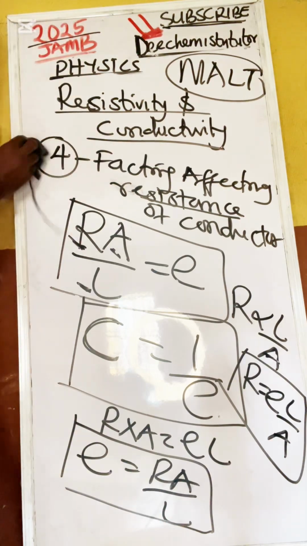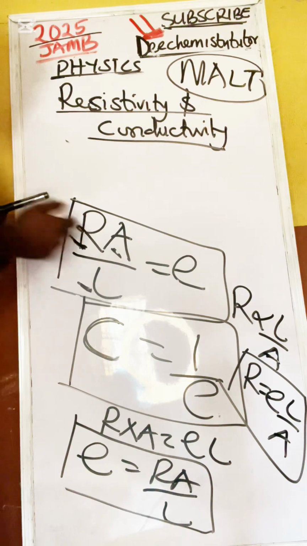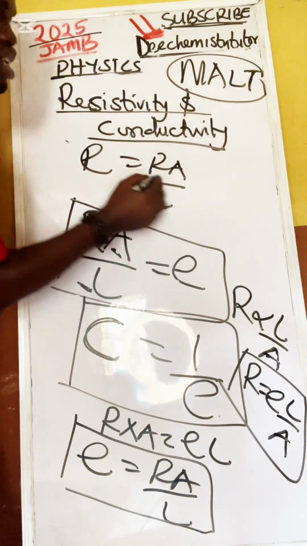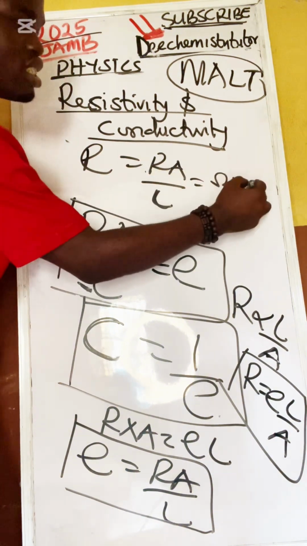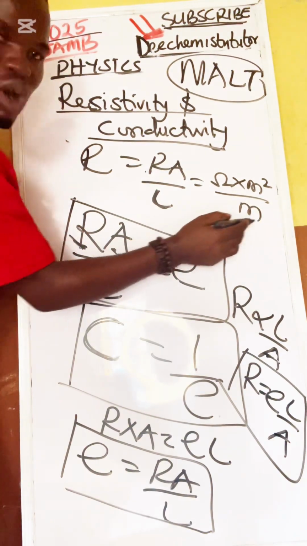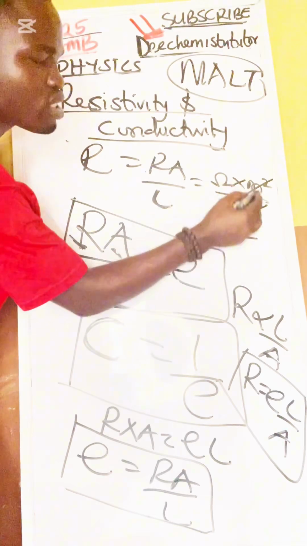All right, so now that's not also enough because you need to know the unit of resistivity. Now, it equals RA over L. The unit of resistance is ohms. What's the unit of area? It will be meter square. What's the unit of length? It will be meter. So 1 meter can go away with this. Then it will be now ohm meter.